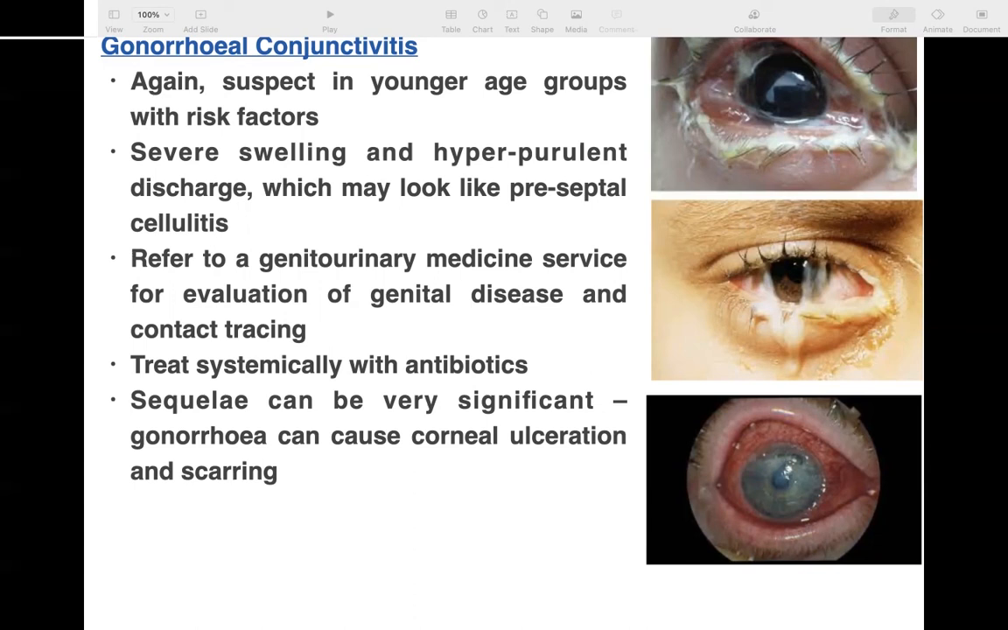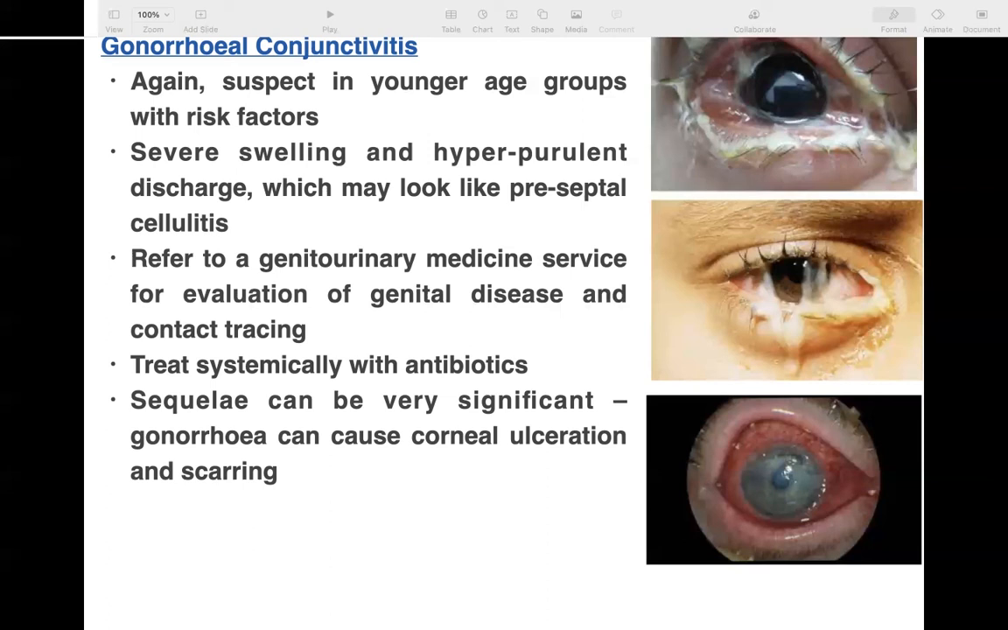Conjunctivitis of the newborn is prevented by routinely giving silver nitrate eye drops, which are not available in the market today, or erythromycin ointment to all infants at birth, especially if it's known that their mothers have a gonococcal infection or any genitourinary tract infection with such organisms.